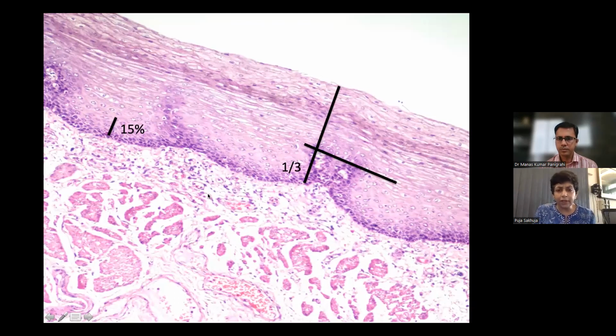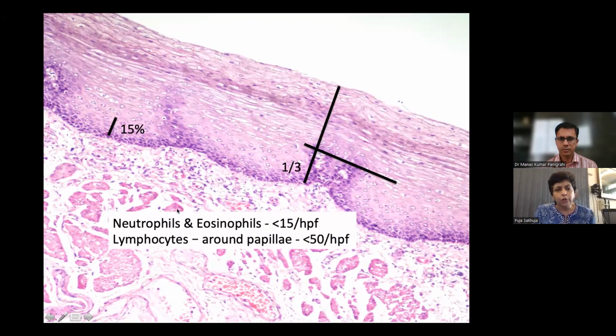Certain number of inflammatory cells in the lamina, even intraepithelially, are normal. So in the lamina, per high power field, you can get up to 15 neutrophils or eosinophils, and some say even up to 50 lymphocytes, but often the count is lower. And intraepithelially, the count will be much lower, up to 1 to 2 neutrophils or eosinophils per high power field. And the lymphocytes are usually present around the papillae.